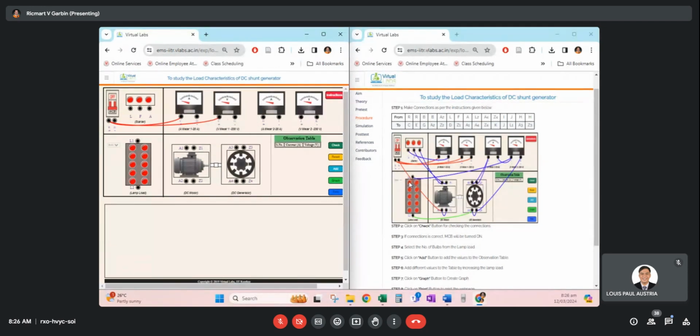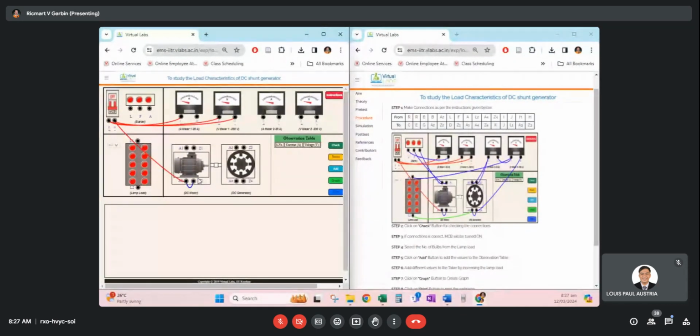Then, from B to G. Saan yung B? So, B, papuntang G. Then, from B to A2. Saan yung A2? B to A2. Tapos, A2 to Z2. So, sa motor na tayo para mag-connect yung motor.